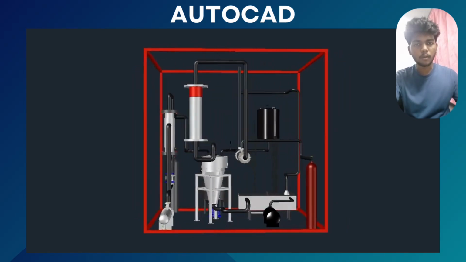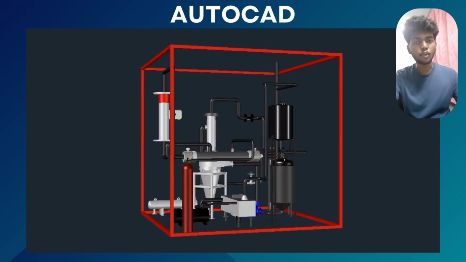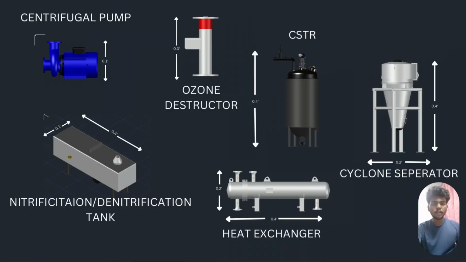And in this slide we can see the dimension of the centrifugal pump, ozone destructor, CSTR, cyclone separator, heat exchanger, and denitrification tank in our ChemE Cube mini plant.